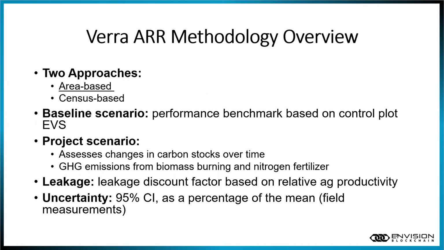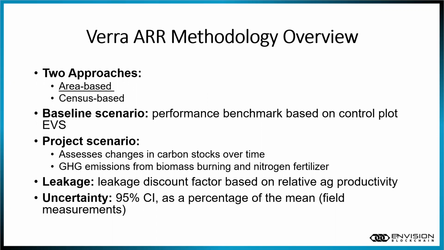In this approach, the baseline scenario calculates estimated vegetative stocking over 5 years in control plots that are monitored outside of the project area. Increase in EVS is used to calculate a performance benchmark percentage to be deducted from the GHG removals of the project. The performance benchmark will also be used to demonstrate additionality. The project scenario calculates carbon stock in each year for each carbon pool in tons of carbon per hectare, and that's used to calculate average annual change in carbon stock.